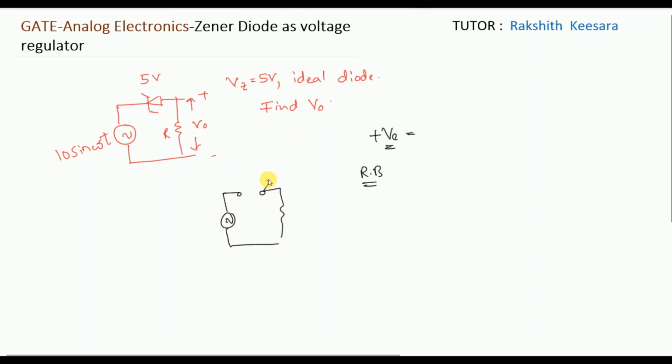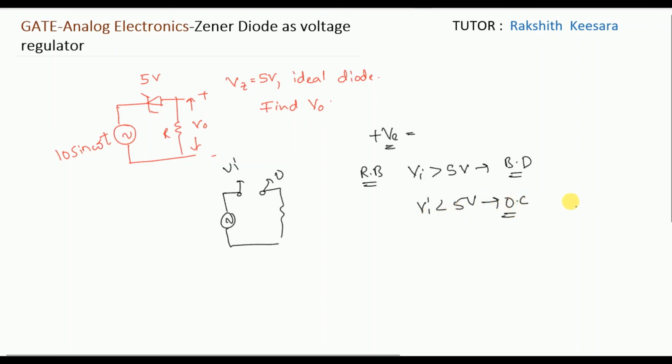Here the voltage is 0. Here the voltage is Vi. So what is the voltage across Zener diode? Vi minus 0, that is Vi. Vi is the voltage across Zener diode. So whenever Vi is greater than 5 volt, what will happen? Zener diode will enter into breakdown region. Whenever Vi is less than 5 volt, what will happen? It will remain as open circuit.